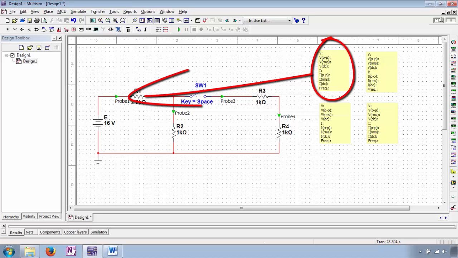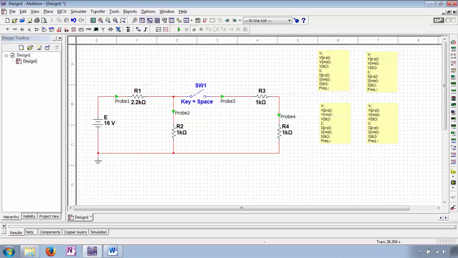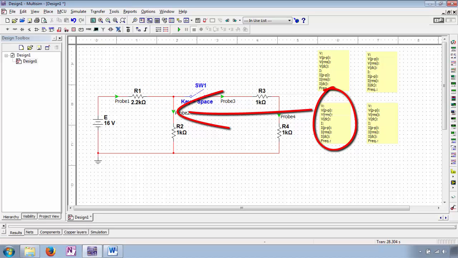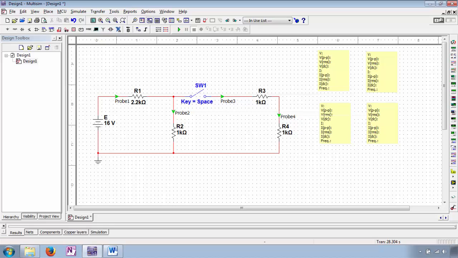Probe 1 will read the source current traveling through R1 and will indicate the voltage at the top of R1 with reference to ground. Probe 2 will read the current traveling through R2 and will indicate the voltage at the junction of the bottom of R1, the top of R2, and the left terminal of switch 1 with reference to ground. When switch 1 is open, R1 and R2 will be perfectly in series with one another, and probe 2 should read the same current as probe 1.